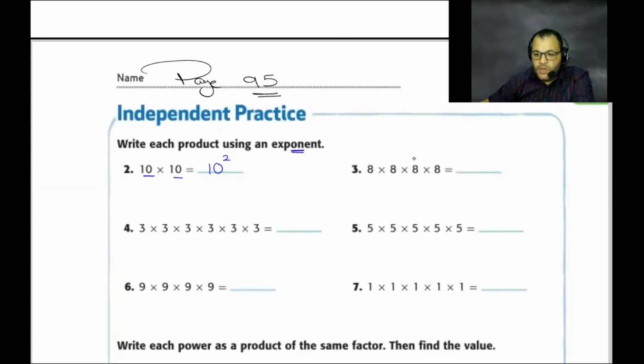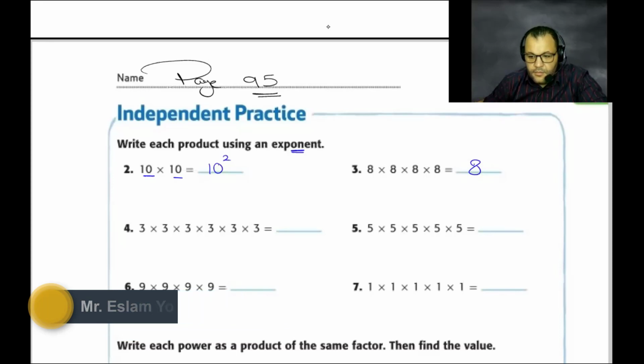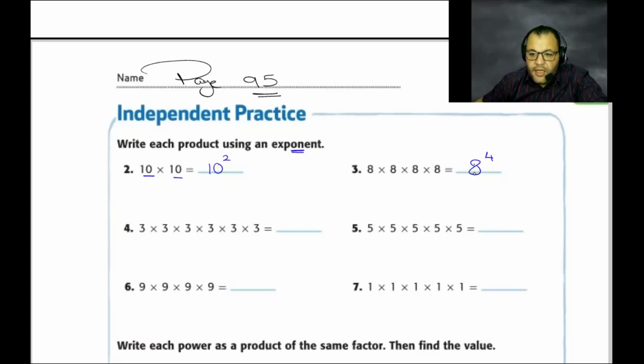Okay, so who can solve with me question number 3? Muhammad Tamer. Yes, number 3. 8, exponent 4. 8 to the power 4. To read it, you can say 8 to the power 4, or 8 raised to the power 4, or 8 power 4.